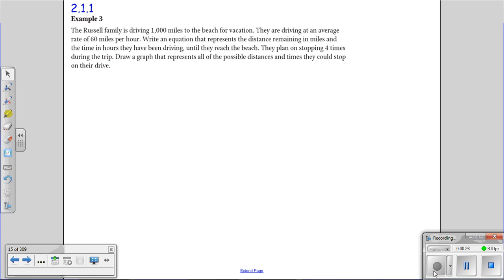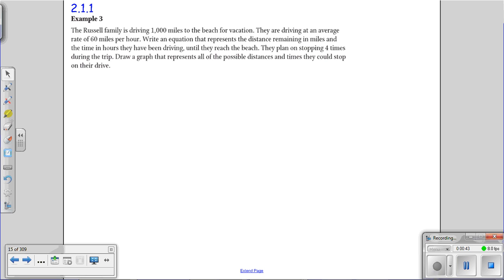So I have two examples here that I'm going to go through just to kind of show you the process that we want to be able to do. This one here says the Russell family is driving 1,000 miles to the beach vacation. They're driving at an average rate of 60 miles per hour. So write an equation that represents the distance remaining in miles.